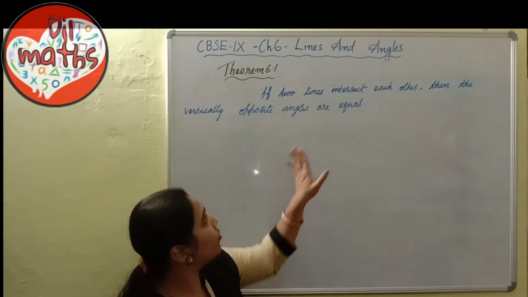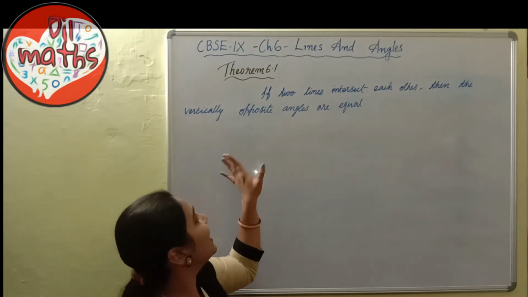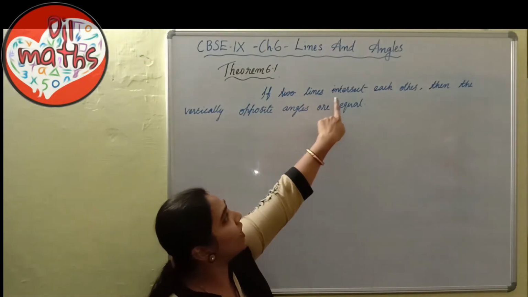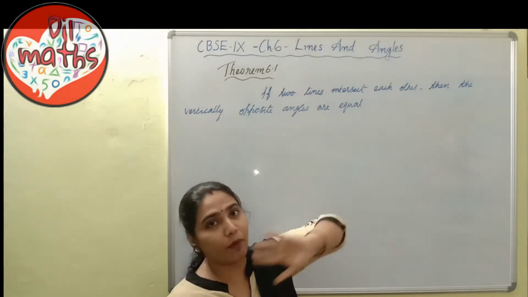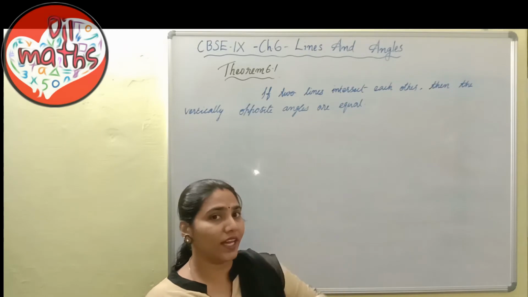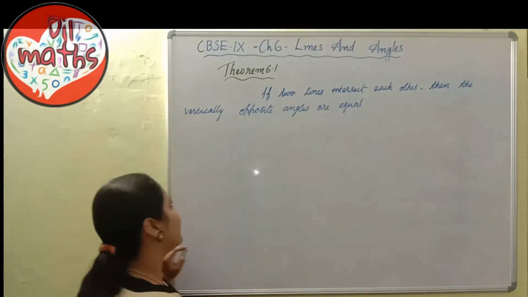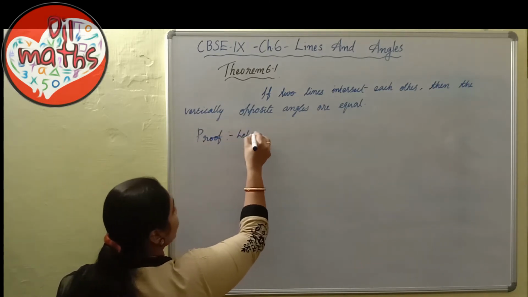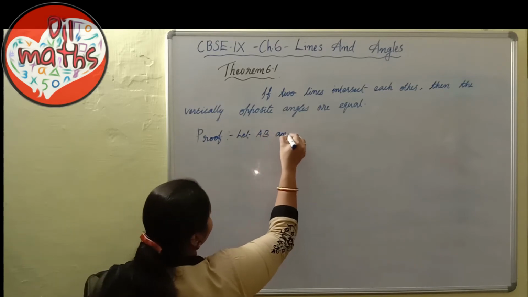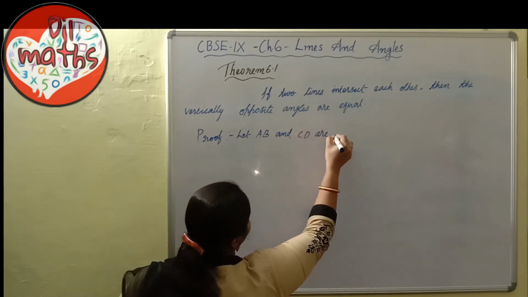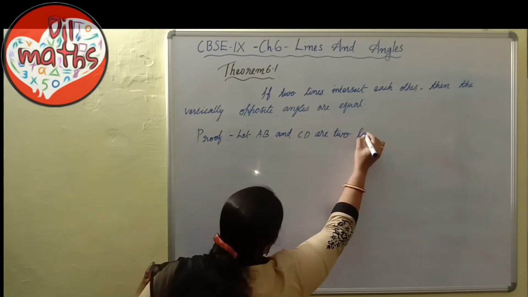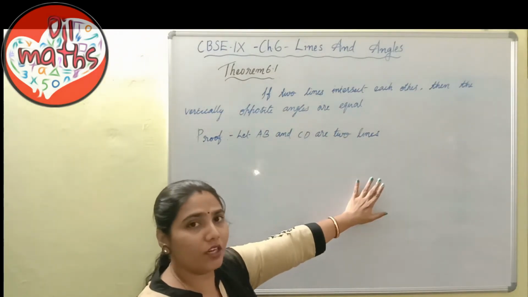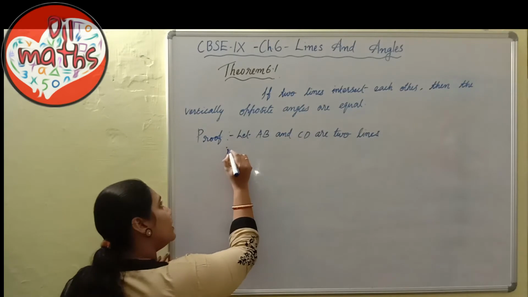So what is the theorem? If two lines intersect each other, then the vertically opposite angles are equal. Okay, so what should we do? We should take two lines and they are intersecting at a point. So we are going to take two lines AB and CD. Let AB and CD be two lines, and they are intersecting at a point. That intersecting point we are going to take as O.